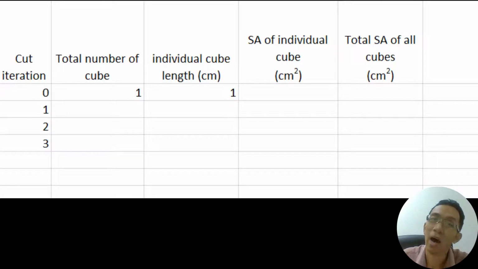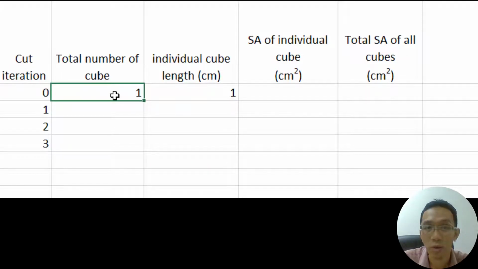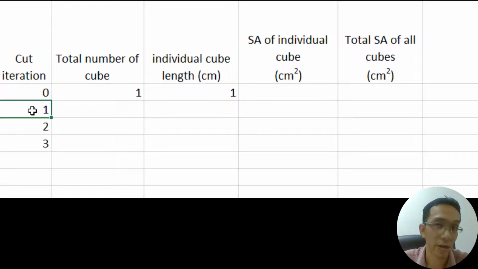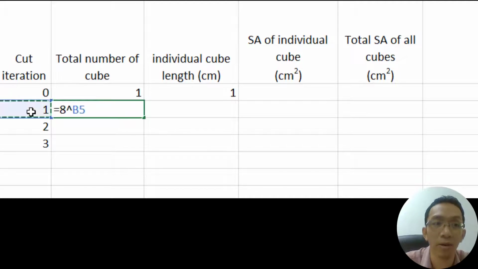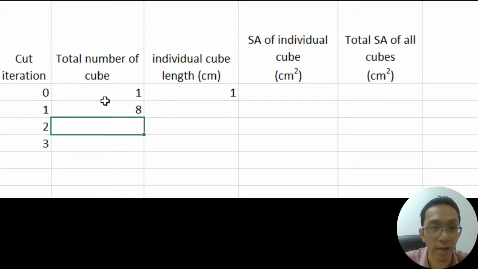In real life, that's how you do it. When things show a pattern or you know the algorithm, you can always use Excel to ease your calculation. That will save you a lot of time compared to when you need to calculate manually like we did before. So we start with one cube having an individual cube length of 1 centimeter here. As we saw before, the first cut will give you 8 cubes, then 64 cubes, then 512 cubes. So the total number of cubes here is basically 8 to the power of the iteration itself, and you get 8, and then you just drag it down so you get what you want.